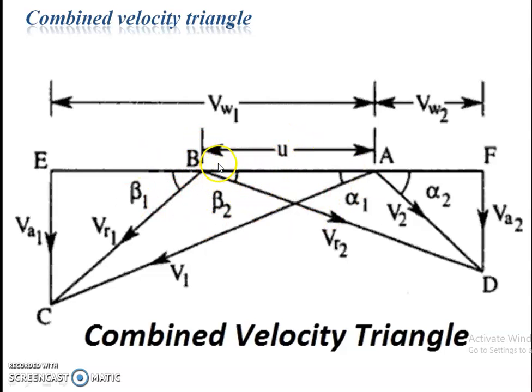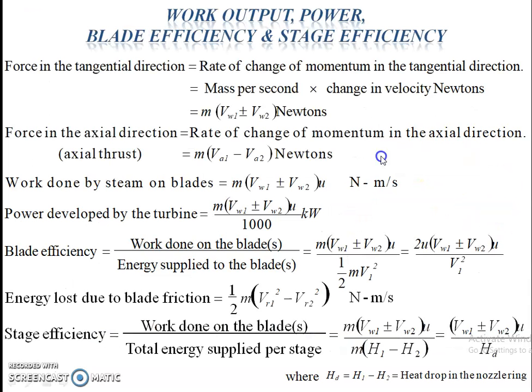We have to find the outlet velocity triangle. It is easier to find by combining the inlet velocity triangle and the outlet velocity triangle. With the relative velocity VR2 at the outlet angle beta 2, combined we get the velocity V2. This angle is alpha 2. A certain component of this velocity produces the output.